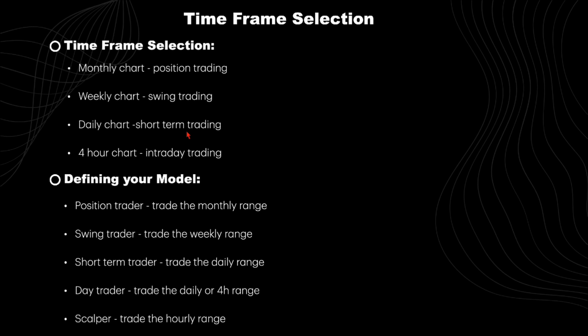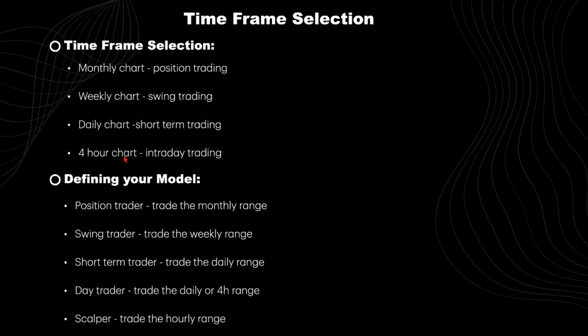The daily chart is the most optimal time frame for intraday and short-term trading. As an intraday trader, your goal is to trade within the daily candle's range while aligning with the higher time frame bias.